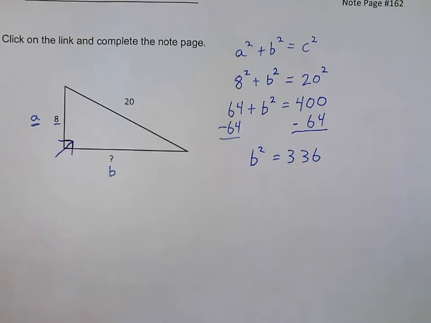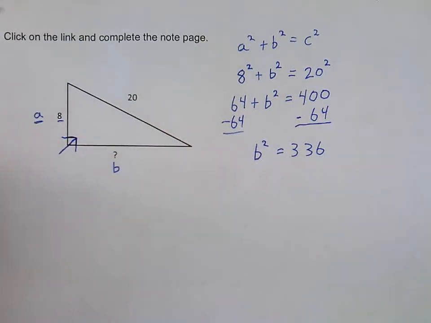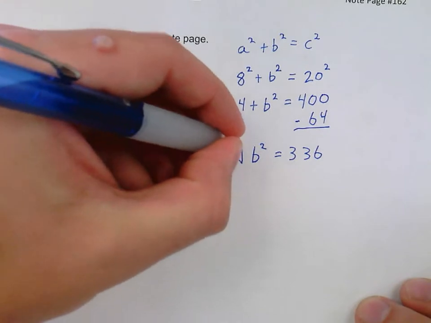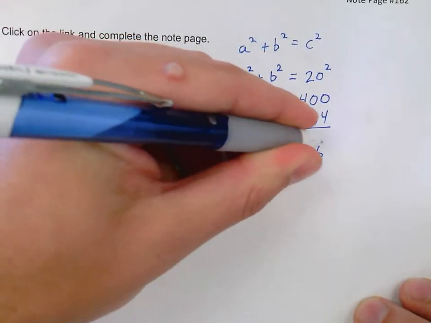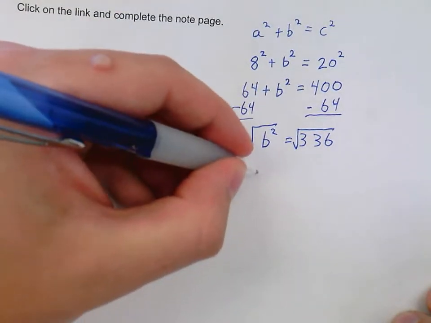All right, and if we remember from yesterday, this is where things get a little bit interesting. To get rid of this square, because I just want b by itself, I take the square root. So I take the square root of both sides, looks like that. These two cancel out, so I'm left with b.